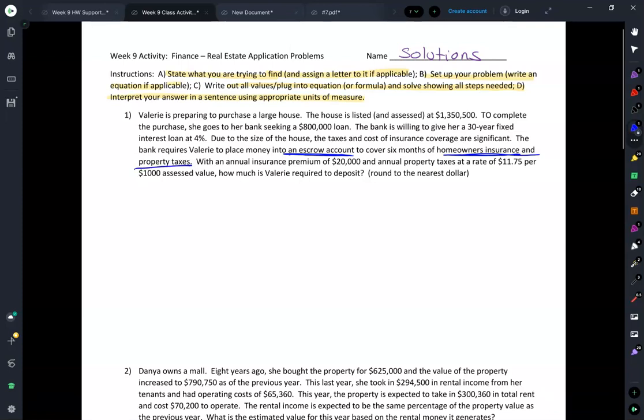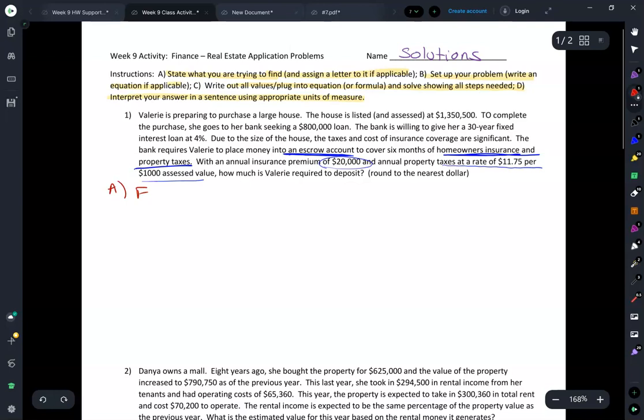So the annual insurance premium is $20,000, but again, we're only doing it for half a year, so think about that. Property taxes have a scale factor of $11.75 per $1,000 assessed value, and you can figure that out any way you want. There's multiple ways. I used a proportion when I did it, so I'll show you how I set this up.